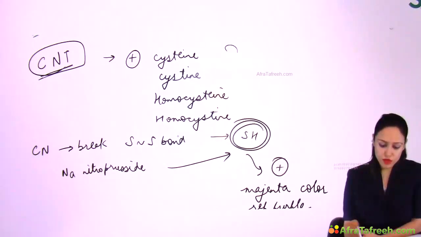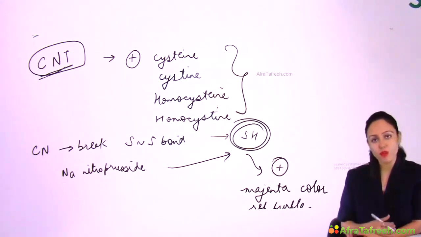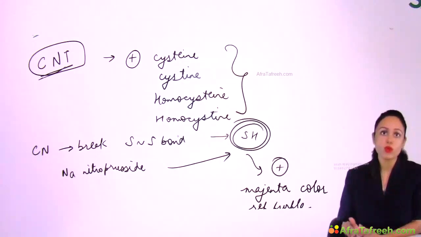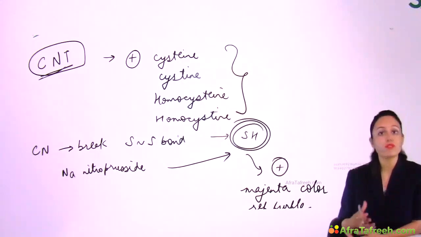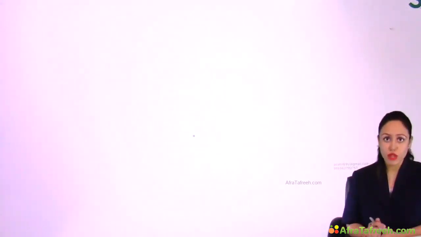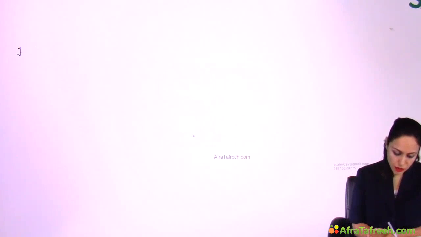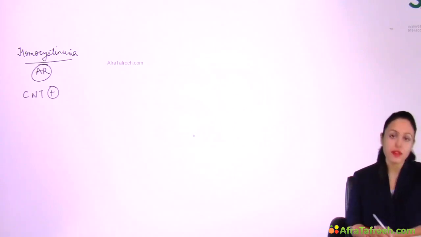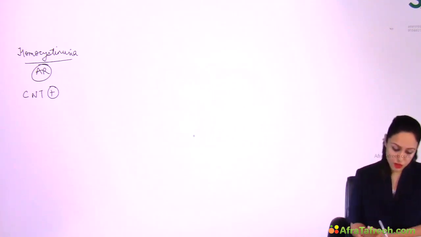So these 4 compounds having sulfhydryl group, and also disulfide bond containing compounds, will give this test positive, that is the cyanide nitroprusside test, right? So now we have to see other disorders of sulfur containing amino acids. We are done with one, that is homocysteinuria, which is autosomal recessive, and here the cyanide nitroprusside test is positive.